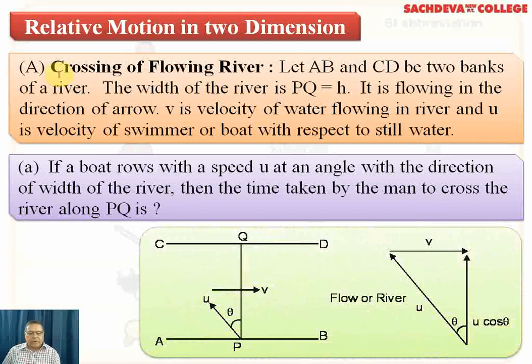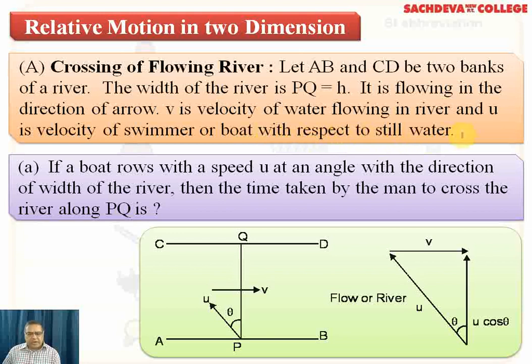Now, first of all, you can go through the figure with CD and AB. These are representing the banks of the river, and the width of the river is PQ, and the dimension of PQ is equal to H. V is representing the velocity in the direction of the flow of the river, and U is the velocity of the swimmer or boat with respect to still water.